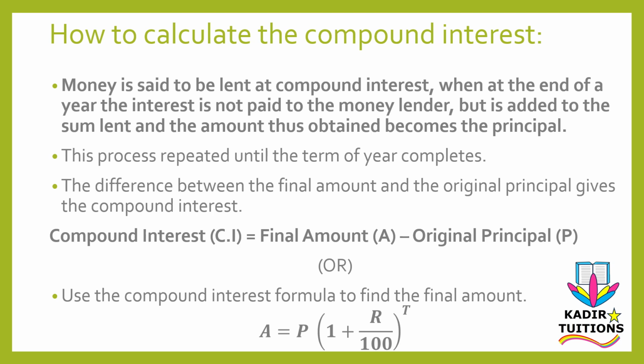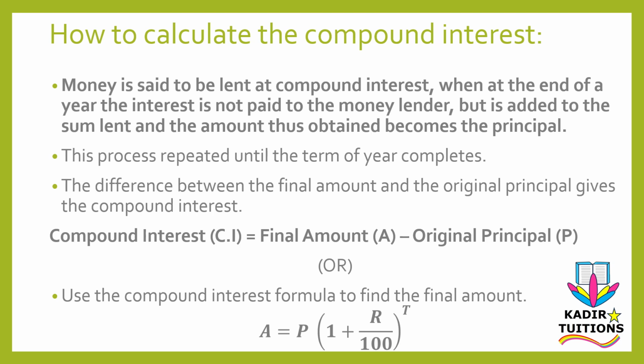For example, the money has been lent for compound interest. So what is going to happen? At the end of the first year, we are going to get some interest, right? But this interest is not going to be given in hand. This interest is getting added to the principal, and this new amount is going to be the new principal for the second year. Now, at the end of the second year, we are going to calculate the interest for this new amount. So every year the principal is going to keep on changing. This is what compound interest is, and this process is going to repeat till the term has been completed.